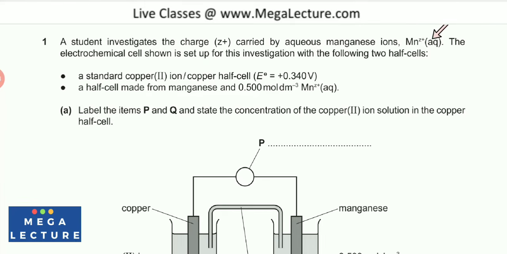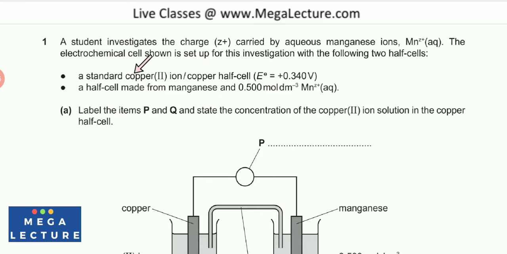So this is the key point of the entire question, which is that you're trying to investigate what the charge on Mn is. That's not given. It's Z plus. This is what you are investigating. The electrochemical cell shown is set up for this investigation with the following two half cells.